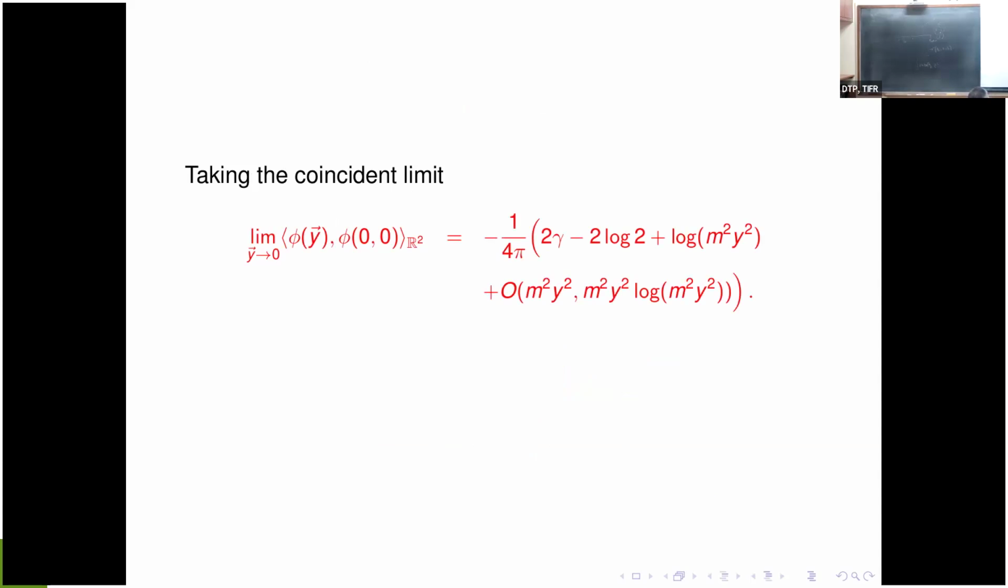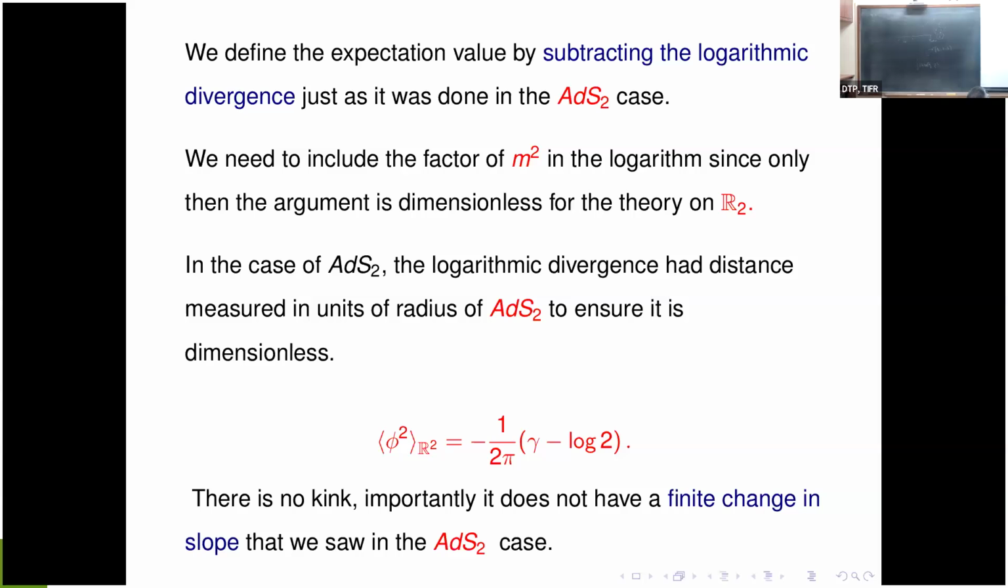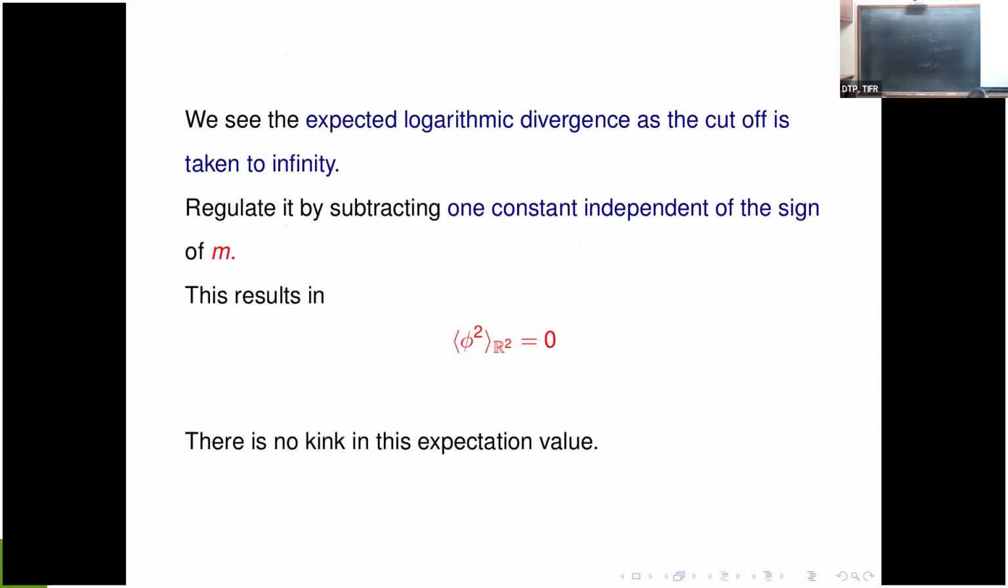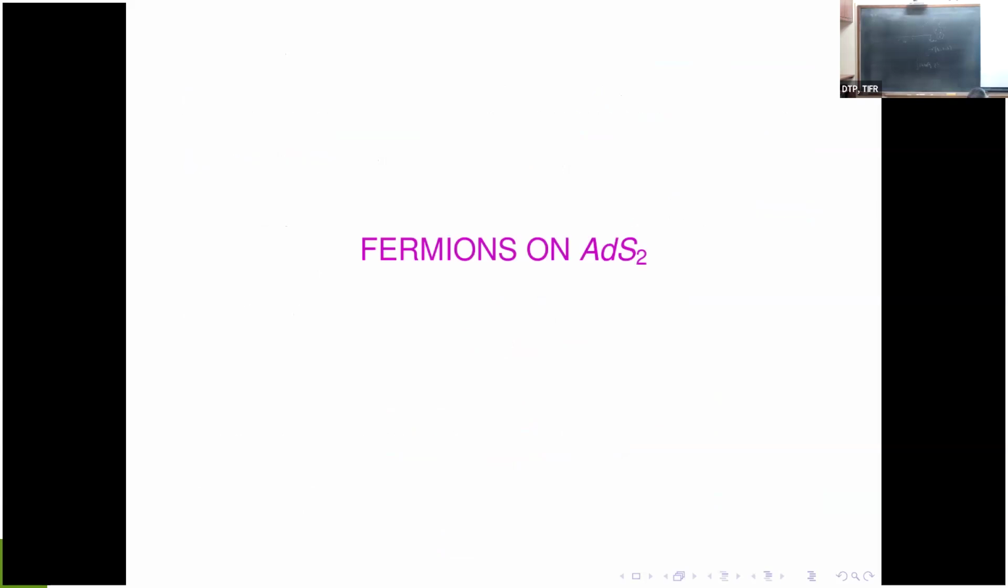You can do it in many ways. You can do it here using a cutoff also. Put the coincident limit first, and then do the cutoff, and then also there is no that kind of behavior. So the behavior is quite different from that of AdS2, and we have tracked down the behavior to this choice of boundary conditions. So let's do it for the fermions now.